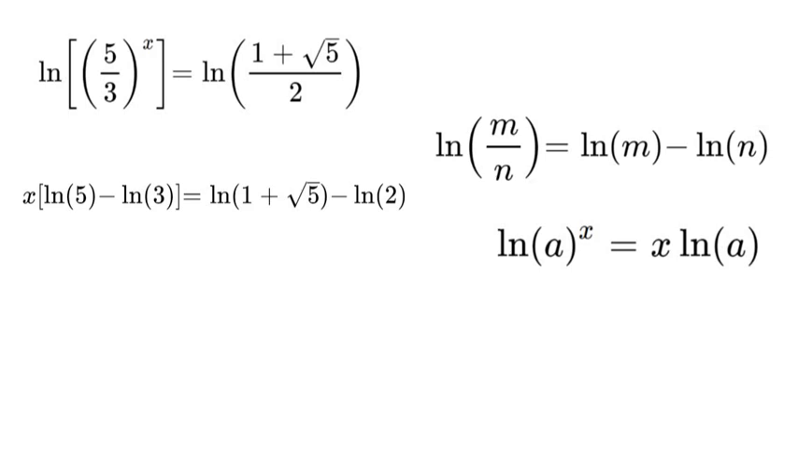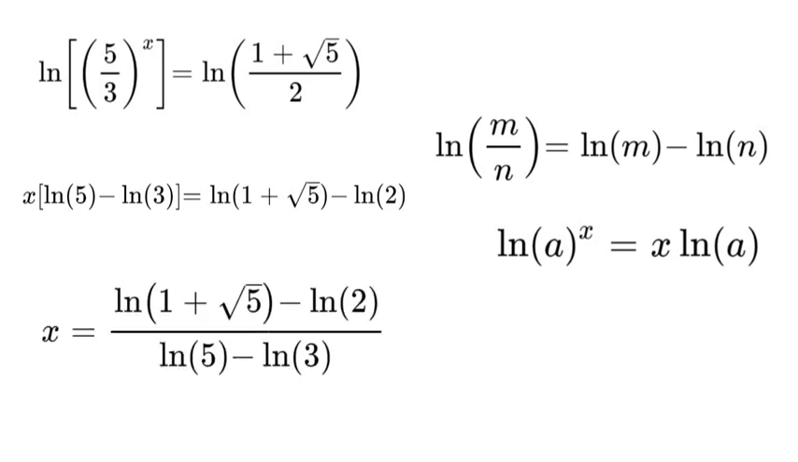Our last step is to get x by itself. If we divide the left side by natural log of 5 minus natural log of 3, we will get our final answer: x equals natural log of 1 plus square root of 5 minus natural log of 2, all over natural log of 5 minus natural log of 3.